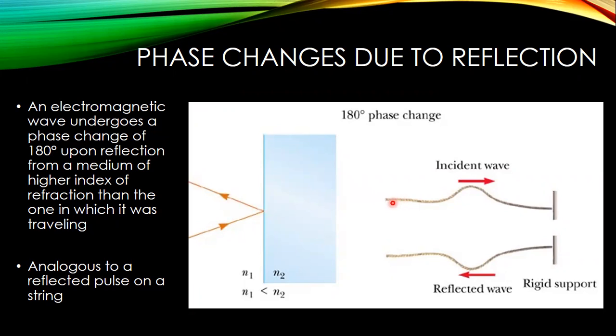Now, this is analogous to a wave on a string. If I tie one end of the string to something that is fixed and I send a pulse toward that fixed end, as it reflects off the fixed end, that pulse is going to invert or experience a phase change of 180 degrees. So if I have a peak coming in here, that will reflect as a valley coming off there. There will be 180 degrees phase shift going from a lower index material to a higher index material.